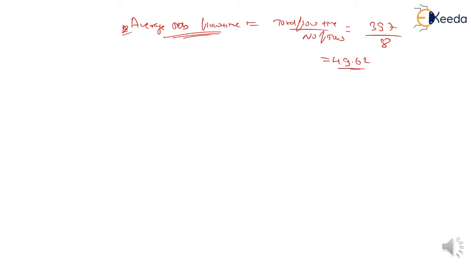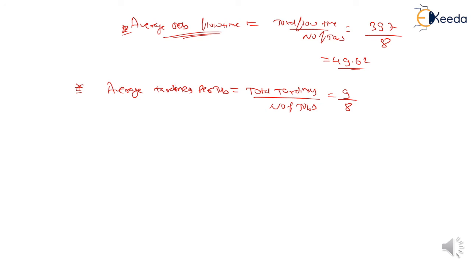Clear to all? The next terminology asked is average tardiness per job. So what is the average tardiness per job? It is nothing but total tardiness with respect to the number of jobs. The total tardiness is 9 and the number of jobs is 8, so it is 1.125. So in the EDD rule we can conclude that the average tardiness per job is reduced as compared to the SPT rule. Clear to all?